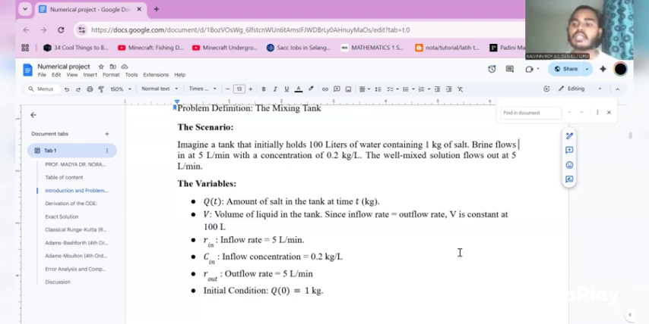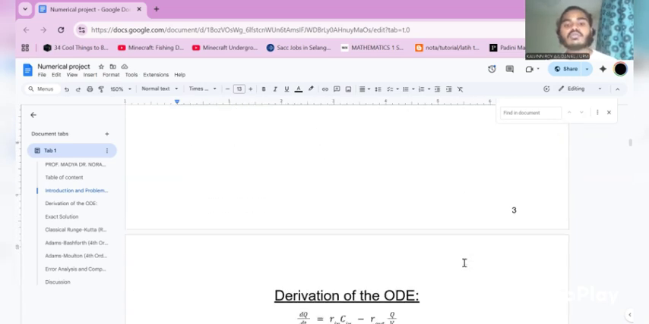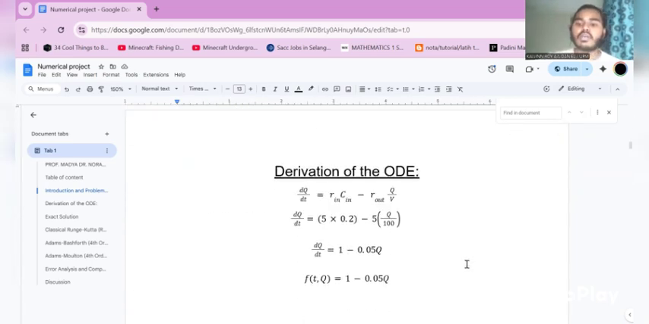The initial condition given is Q(0) equals 1 kilogram, which is the initial amount of salt. From there, we try to understand the amount of salt under certain conditions. To do this, we need to derive the ODE. This is just a differential equation, which is the rate of change of salt over time.